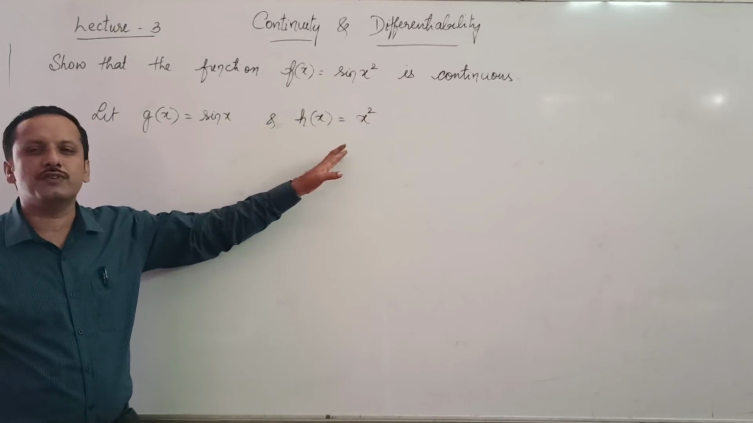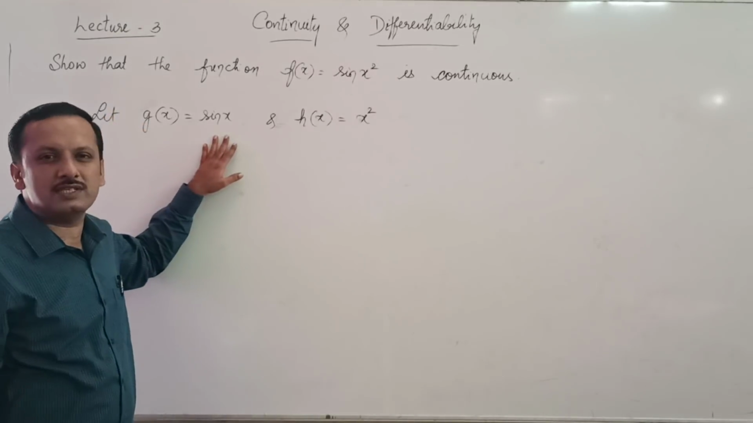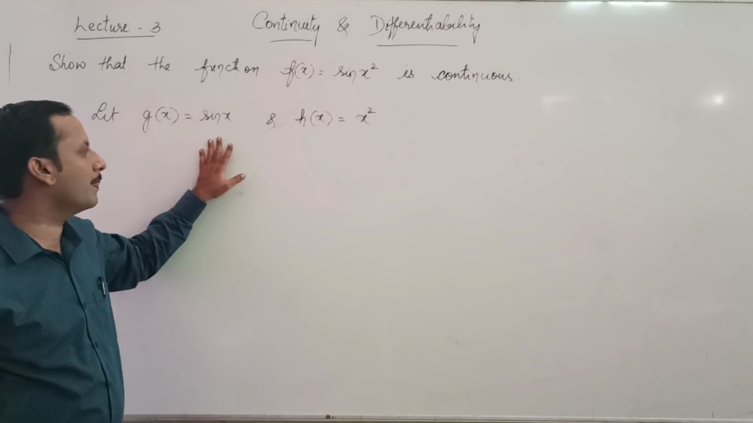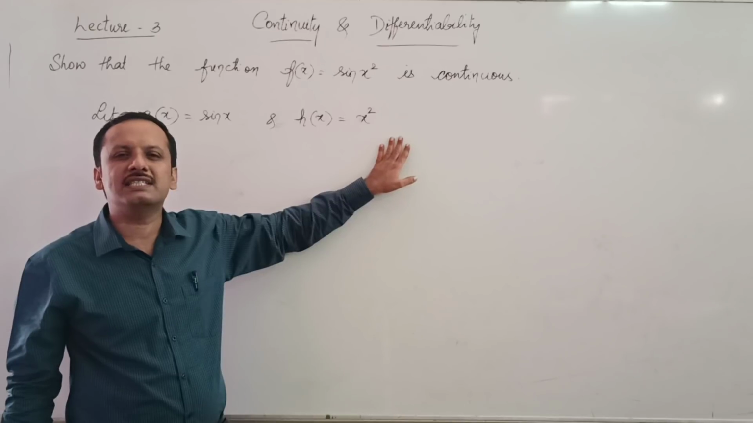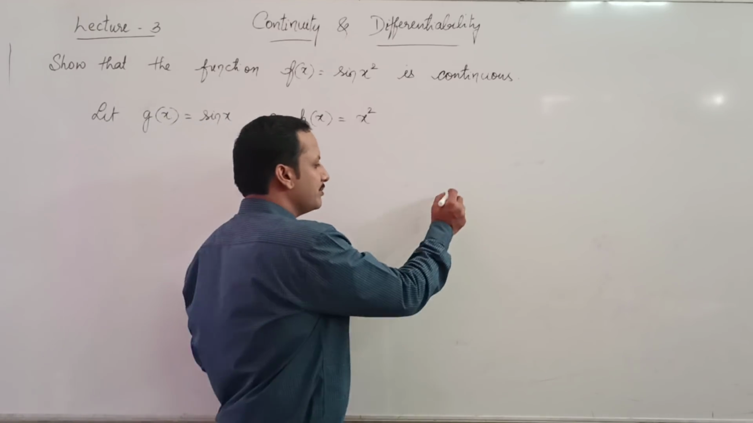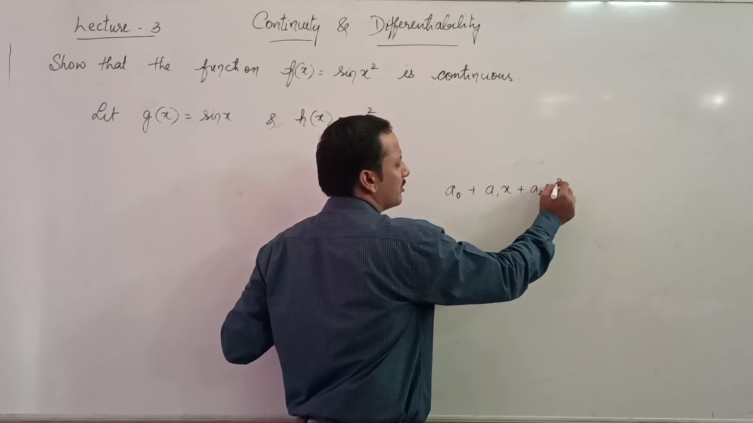Now look at these two functions separately. Just check whether they are continuous or not. Sin x is a very well-known function, and it is continuous everywhere, already given. Then h of x is equal to x square. x square is a polynomial function. See, I said that a polynomial function must be in this form: a0 plus a1x plus a2x square, etc.